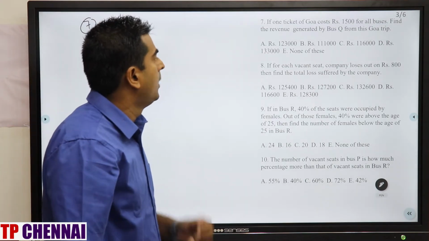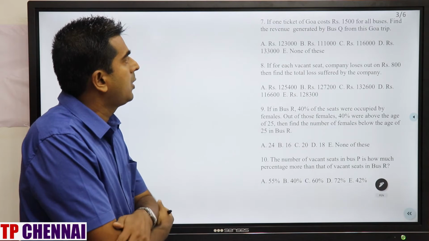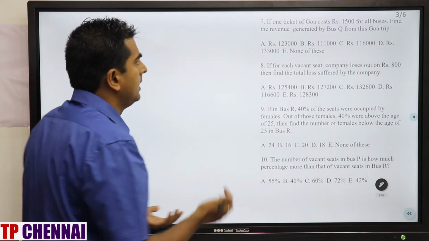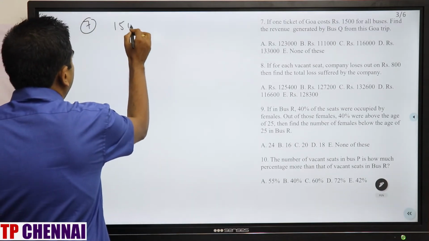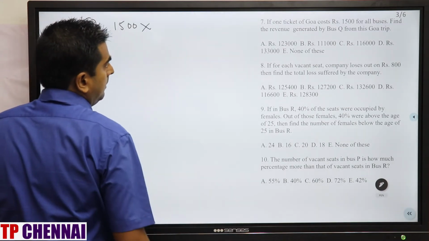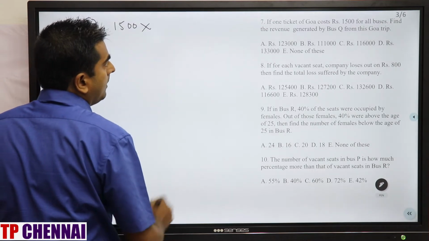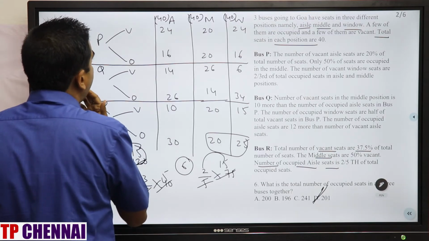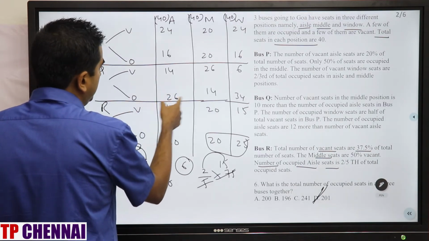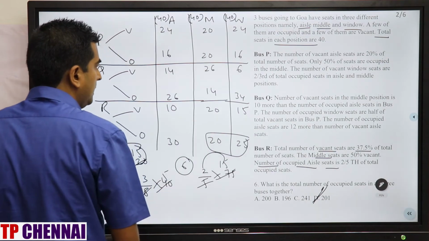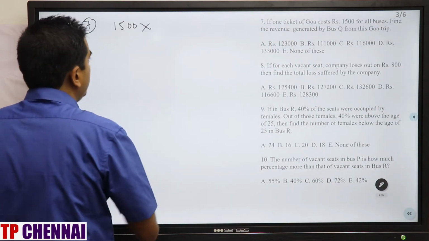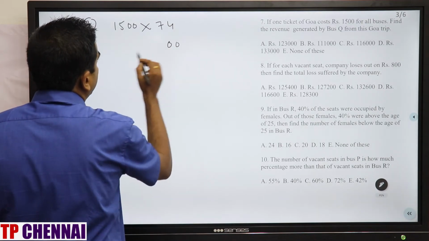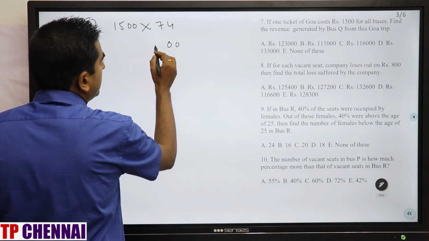Seventh question. If one ticket of Goa costs rupees 1500 for all the buses, find the revenue generated by bus Q from this Goa. That means those who occupied. One ticket costs 1500. Goa bus Q, right? Bus Q. Occupied. 26 plus 40, 40 plus this number 74.